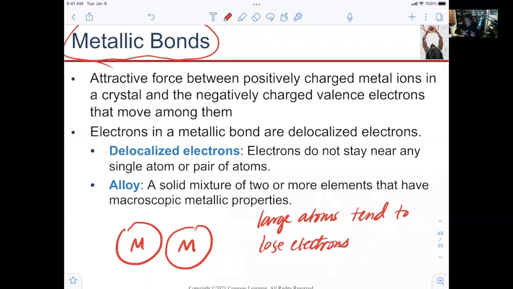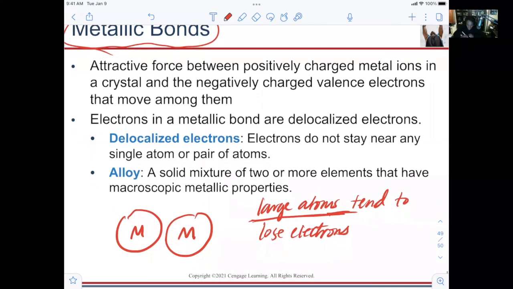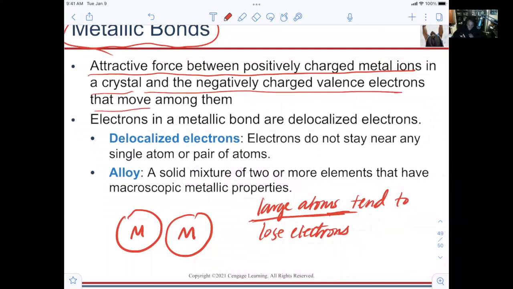Do they get together? Yeah, we see that here. How do they get together? Do they change their nature? No, they both behave like large atoms. So each metal in the metallic bond gives up its electron. Why? That's what they do when they're large. So, attractive forces between positively charged metal ions in a crystal and negatively charged valence electrons that move among them.